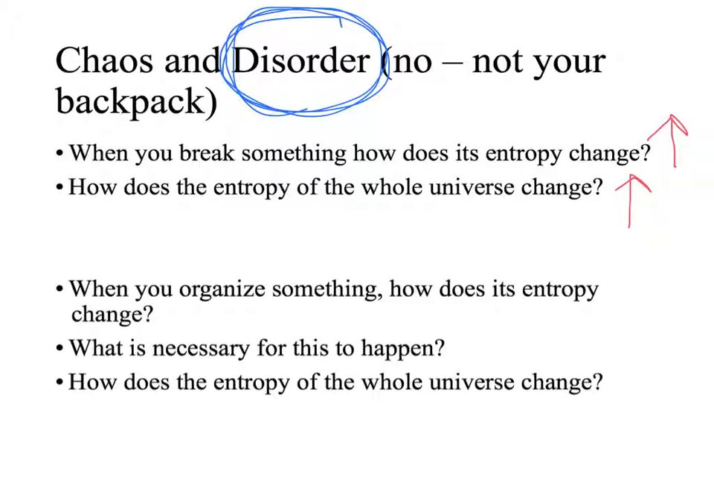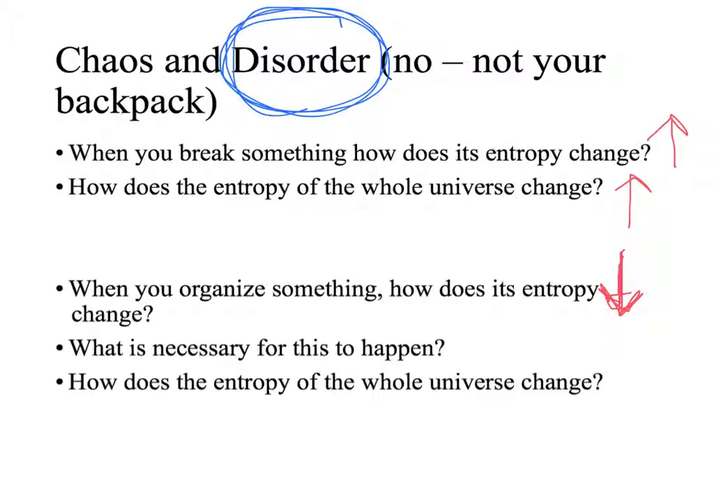Now when I organize something, like sort my homework papers alphabetically, or build a log cabin out of toothpicks, or create a tree by photosynthesis out of random carbon dioxide molecules in water, what happens to the entropy? Well, the entropy goes down because I've made something. I have made it more ordered, so the entropy, the disorder, goes down.